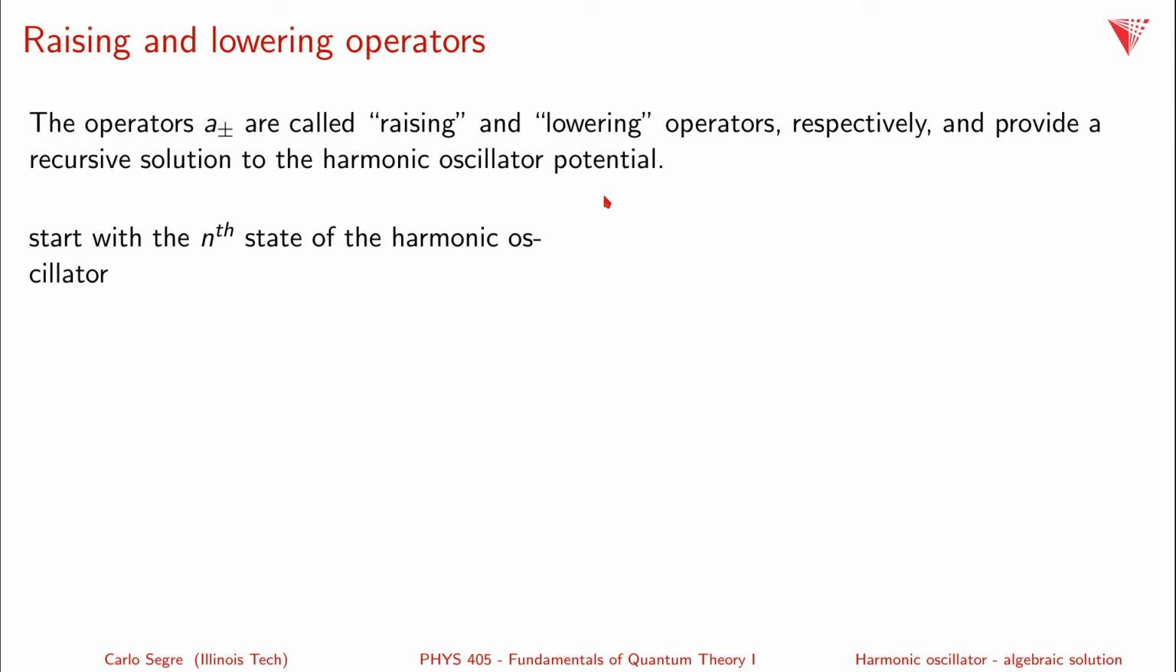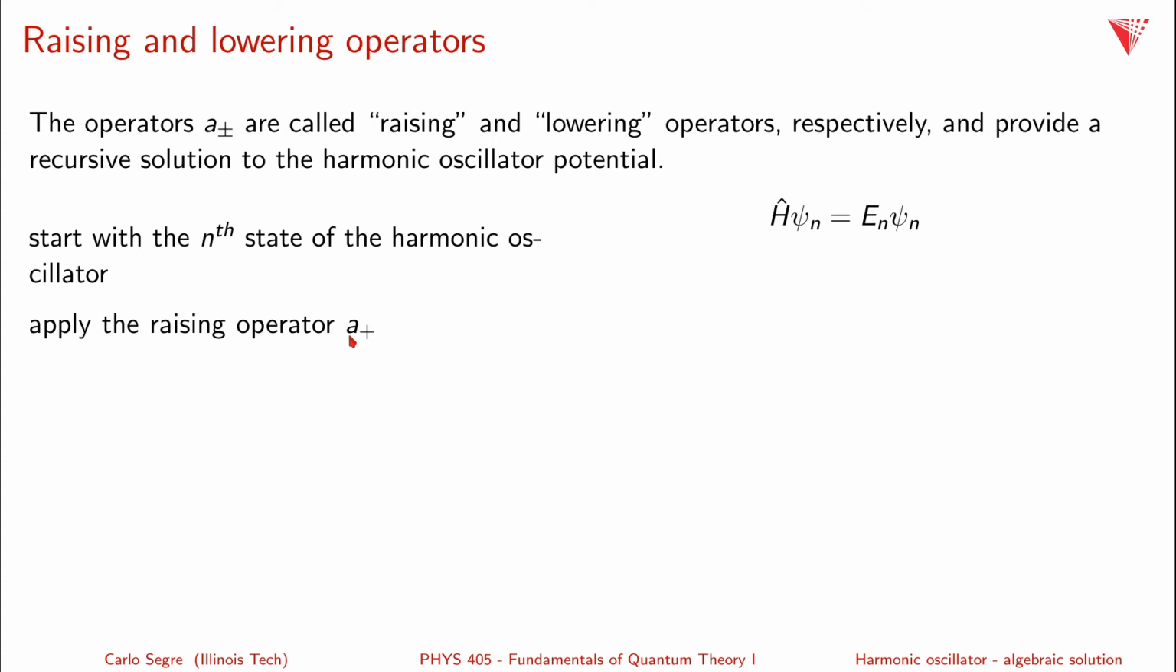So let's start by looking at the nth state of the harmonic oscillator. So we know there must be a solution to it. What is the nth state? We're going to call psi sub n. So the Hamiltonian applied to psi sub n is equal to E sub n, the energy of the nth state, times the wave function back again. Right? This is just the solution to the Schrodinger equation for the nth state.